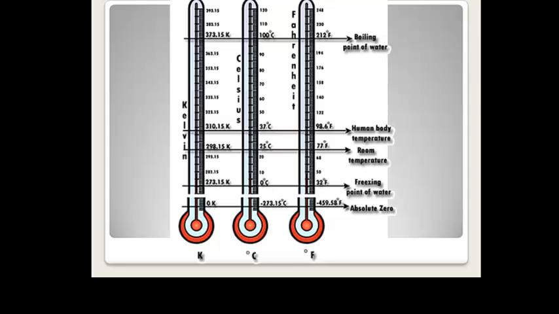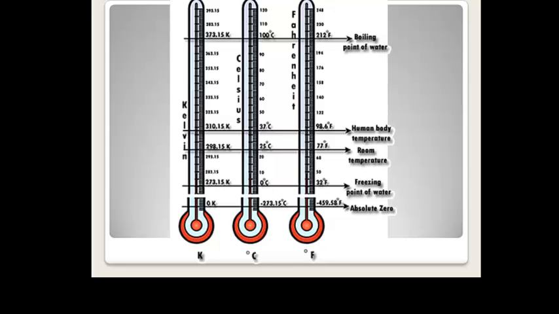Room temperature in Fahrenheit is 77 degrees Fahrenheit. It's a comfortable temperature. What is that same temperature in Celsius? What is it in Kelvin? The freezing point of water is 32 degrees Fahrenheit and 0 degrees Celsius, 273.15 kelvins.